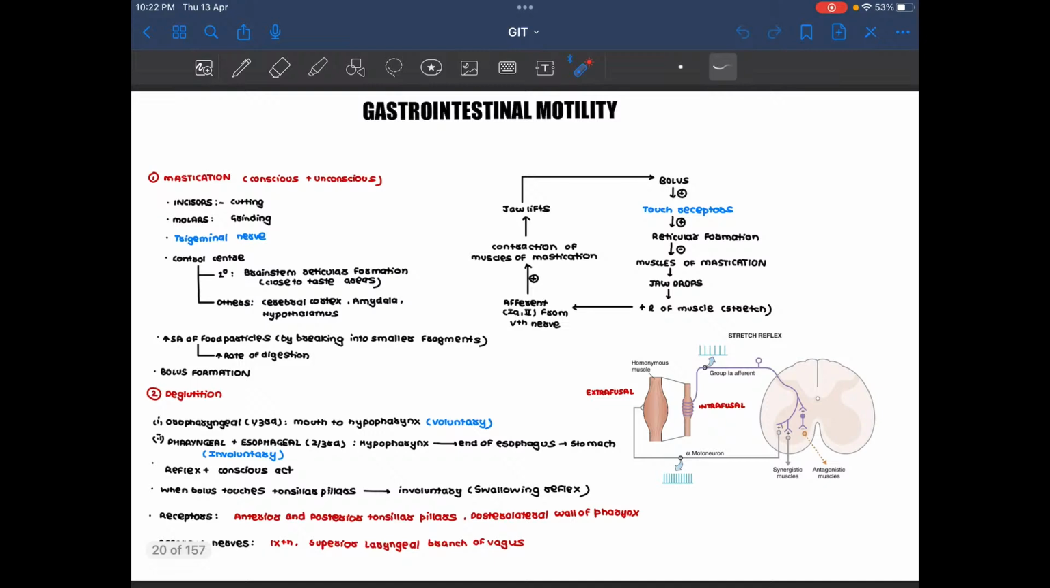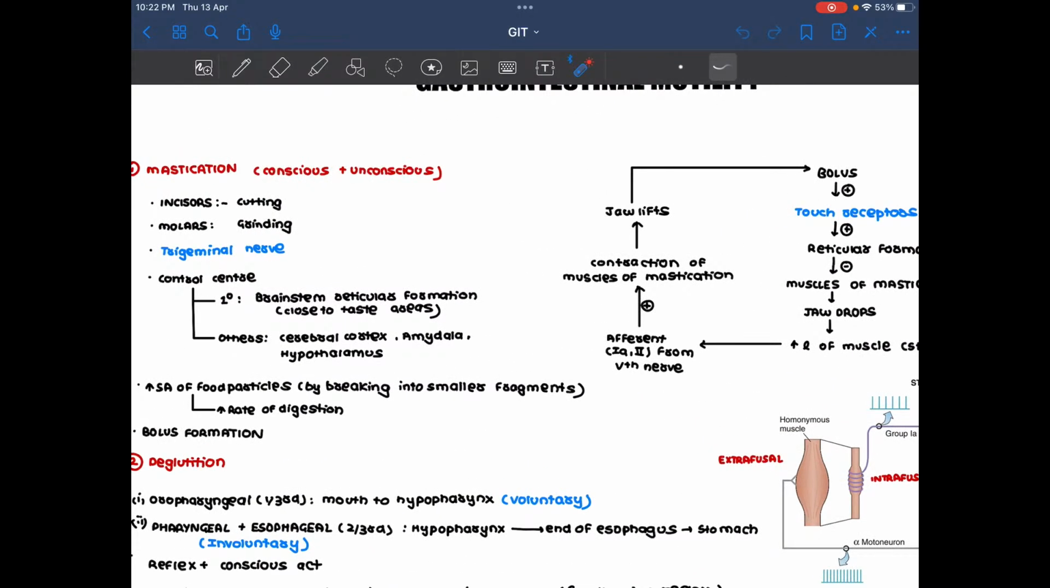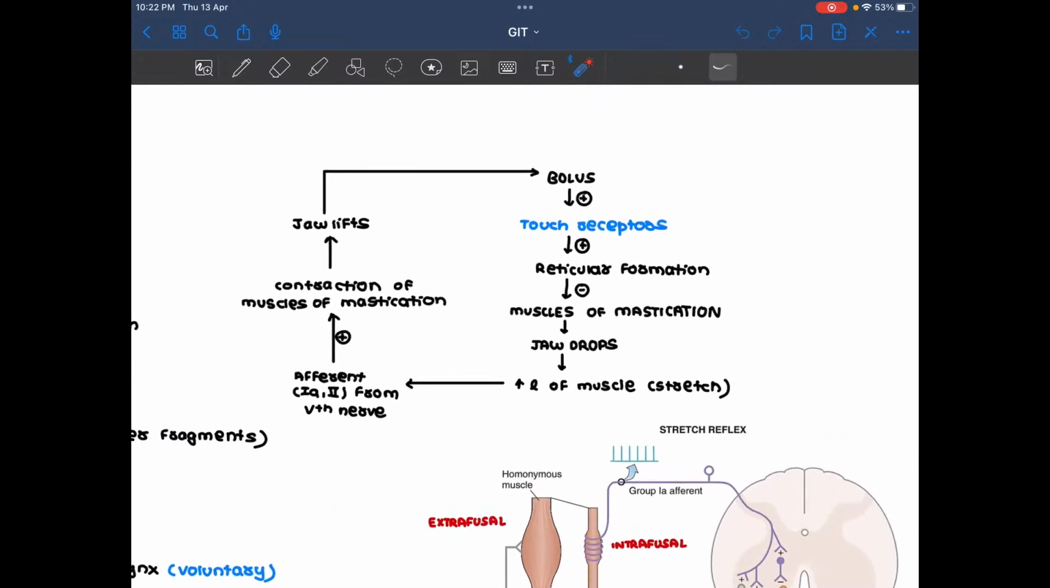ठीक है. Next, we talk about the gastrointestinal motility per se, and we have some different things that we have to discuss. One thing is your mastication. Mastication is both a conscious as well as your unconscious process. So इस case में क्या होता है? Whenever you have bolus in your mouth, it's going to stimulate your touch receptors, which are present there.